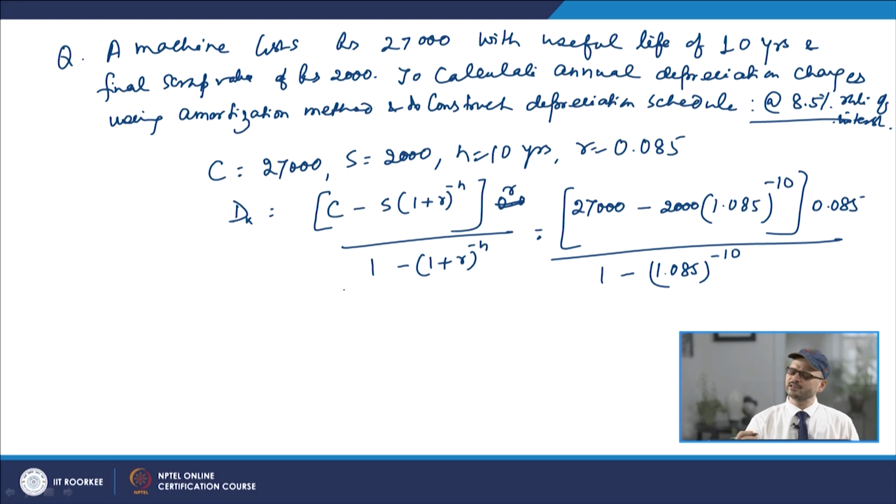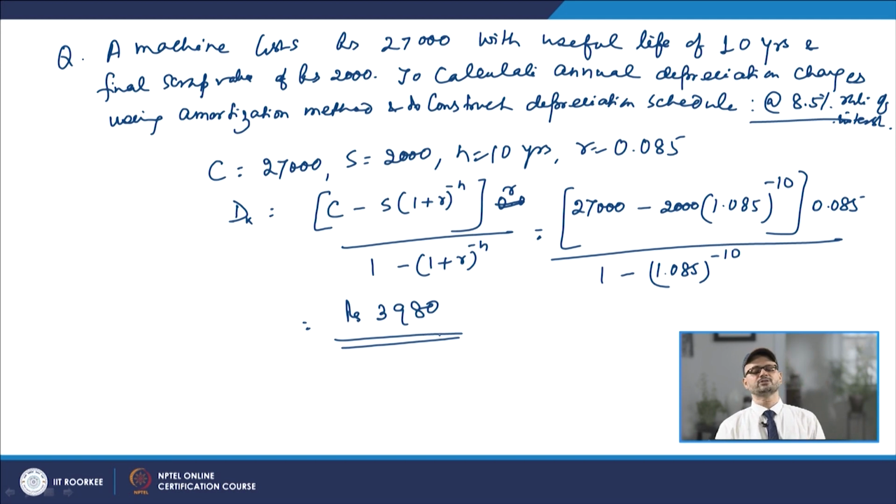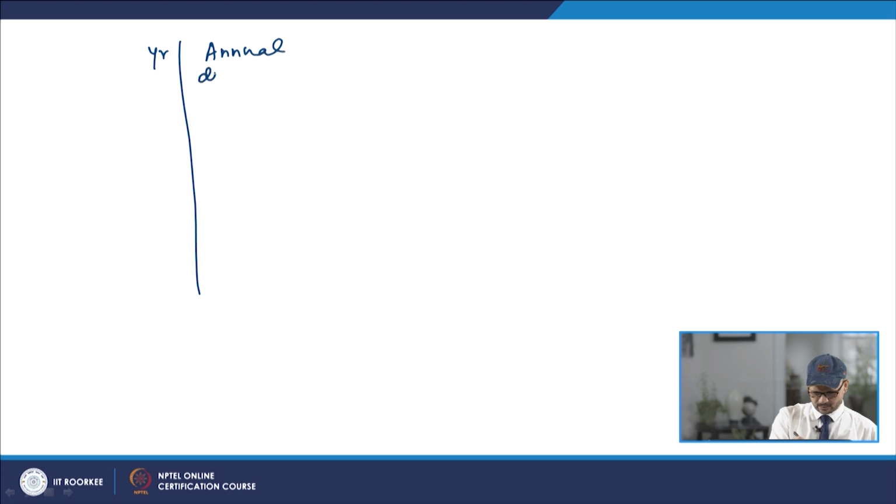So, this value when it is computed comes out to be rupees 3980. This is your annual depreciation charge being computed. Now, we are going to calculate the depreciation schedule, and for that we make these columns. We have one column as year, then the annual depreciation, which we have computed out to be 3,980.